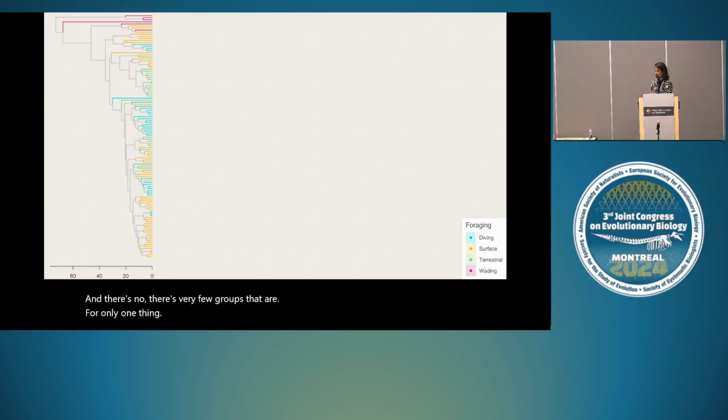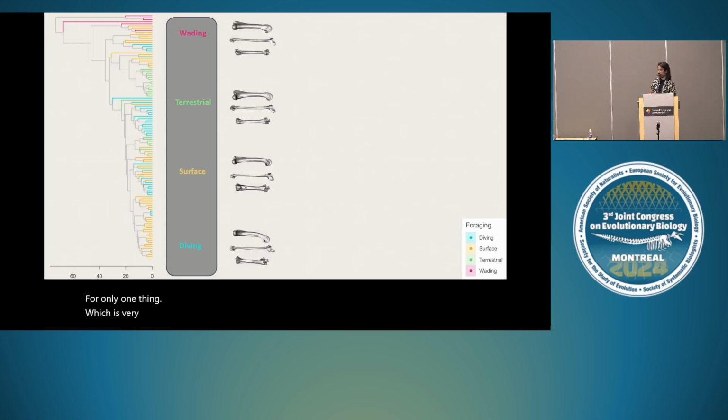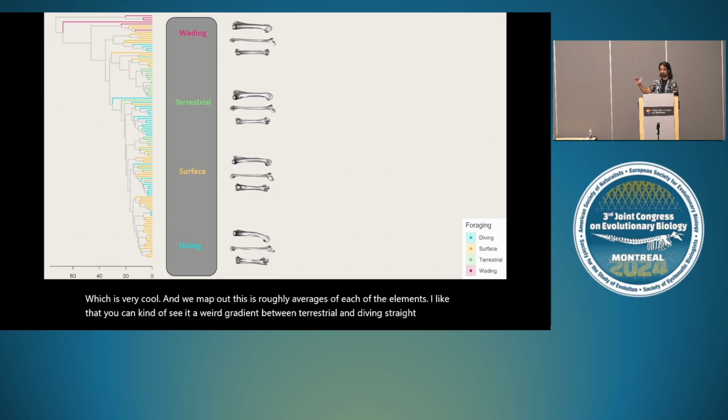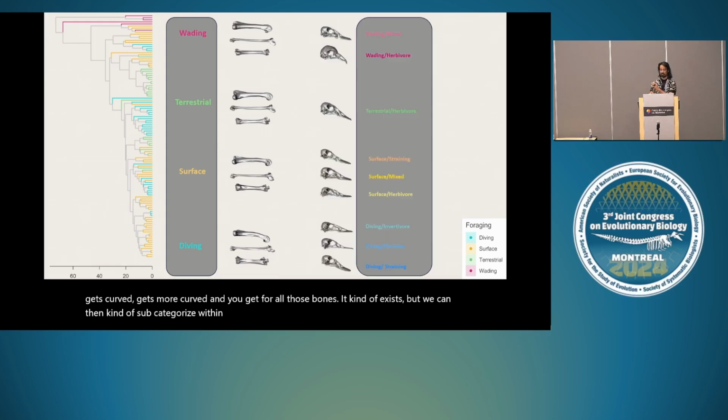which is very cool. And when you map out, this is roughly averages of each of the elements. I like that you can kind of see a weird gradient between terrestrial and diving. Straight femur slightly gets curved, gets more curved. And for all those bones, it kind of exists. But we can then kind of subcategorize within foraging these ecotype models of the skull. And we have this cool diversity.